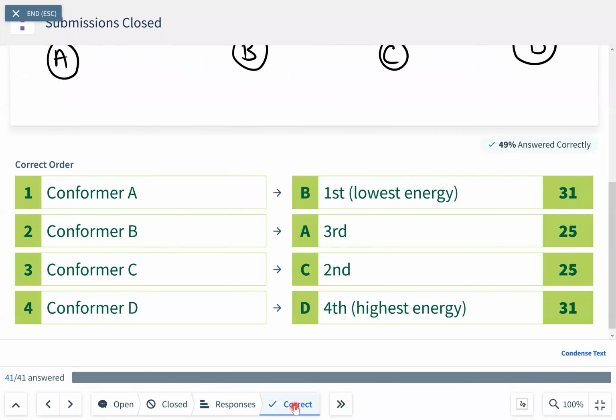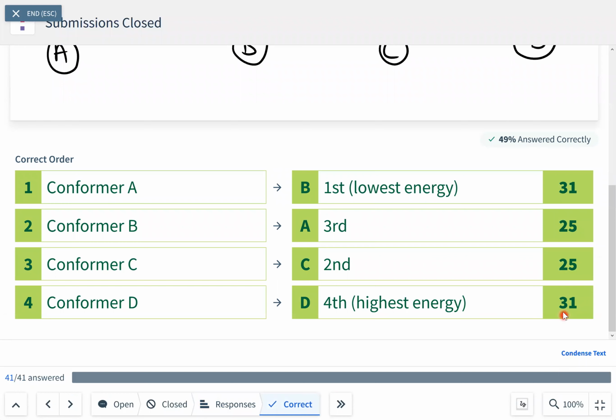So that is correct. So this basic order was correct. B, then C, A, and then finally D. Good. All right.